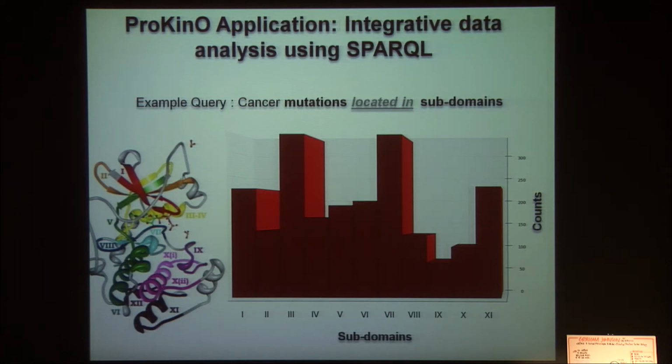If you tell a kinase researcher that a mutation is located in subdomain 7, that's already giving them more information than just saying a mutation is located within this gene at position 384. It immediately rings a bell, and they can begin to think about the mutation in the context of the structure, even though they're not really looking at a structure.